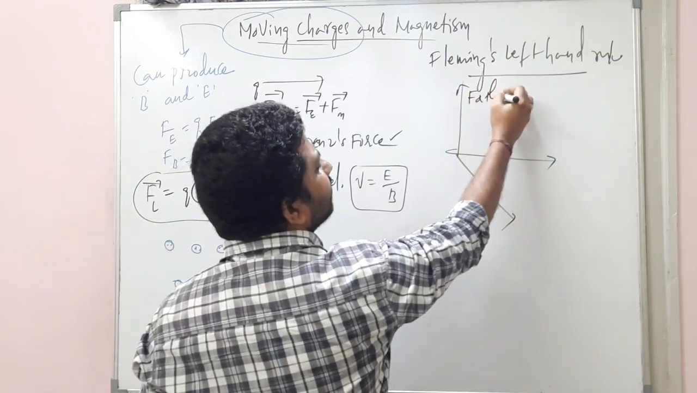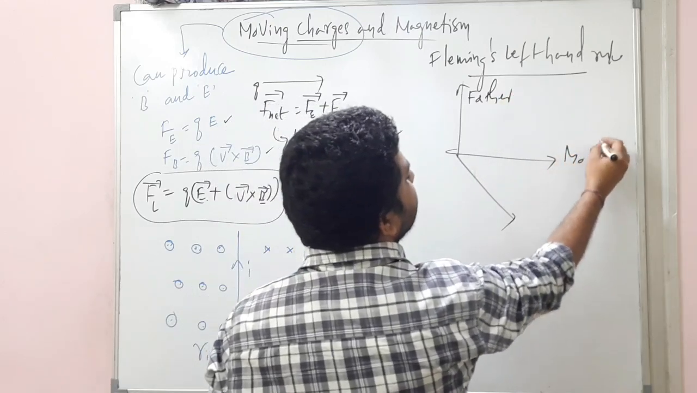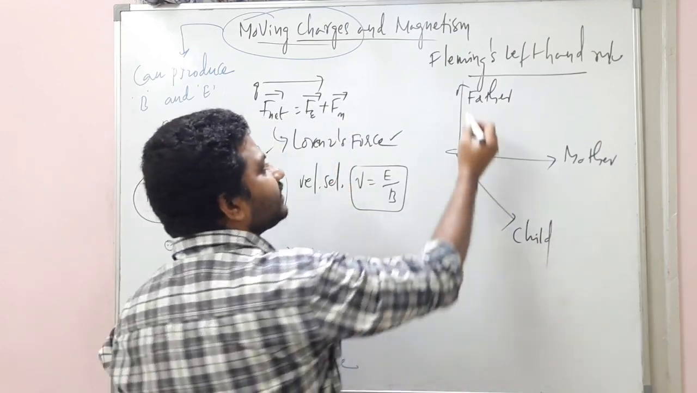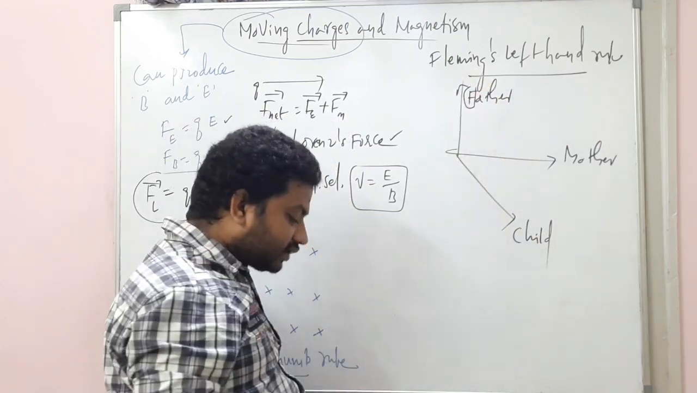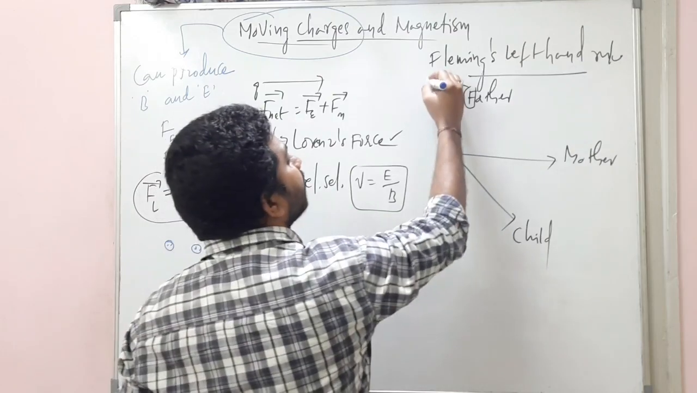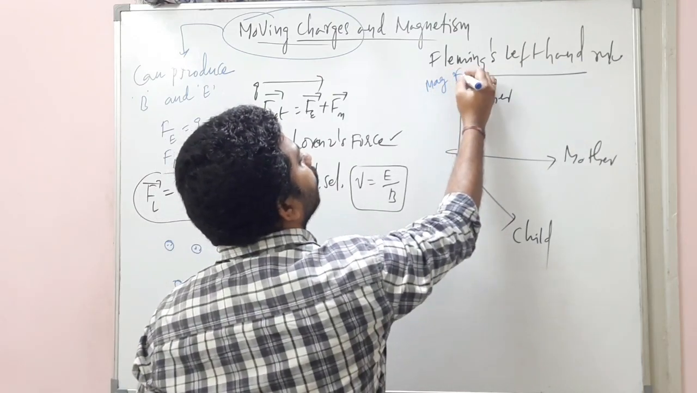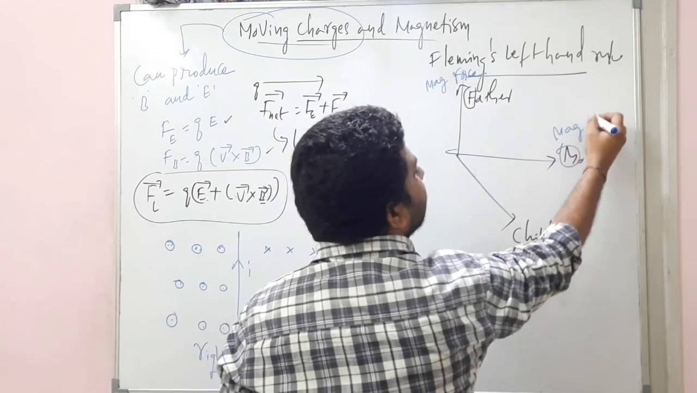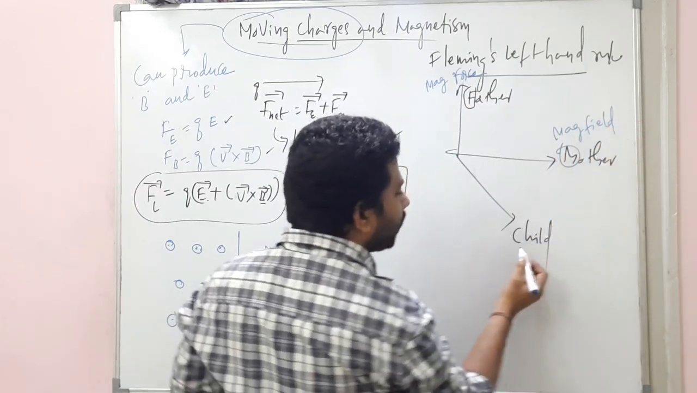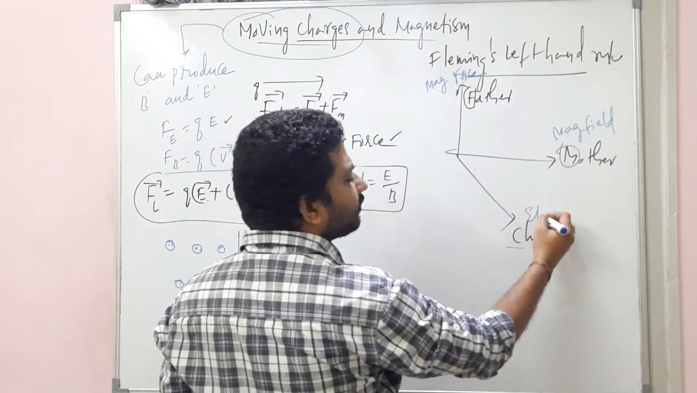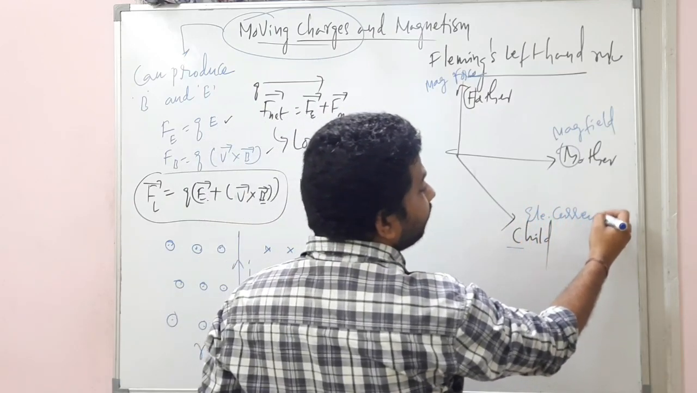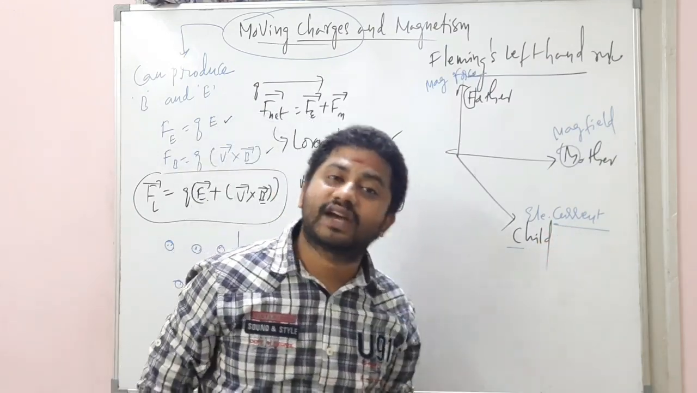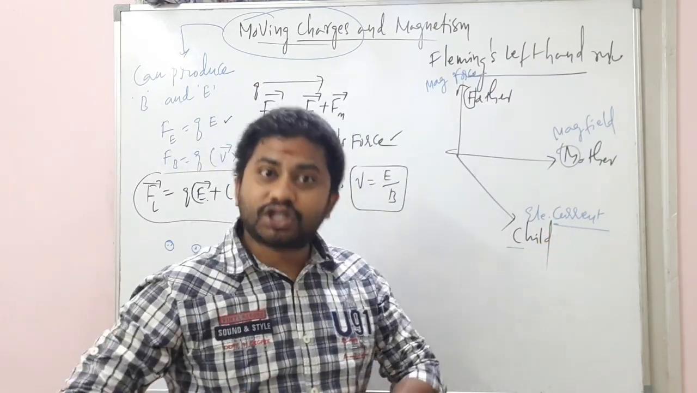So this is father, and this is mother, and this is child. So what does this F stand for? F stands for magnetic force. And what is the other one? M stands for magnetic field. And what does C stand for? Electric current. And very important, this part is also called the motion of the positive charge, my dear students.